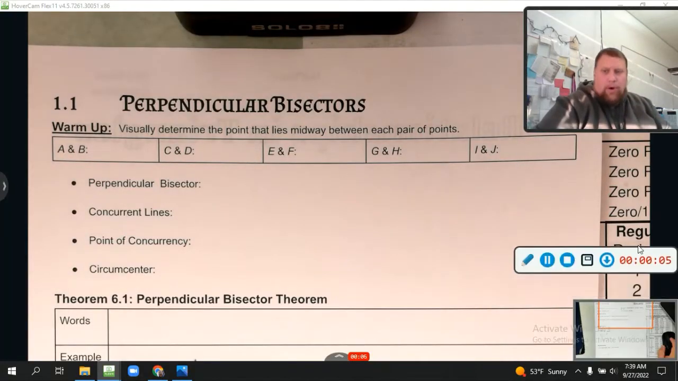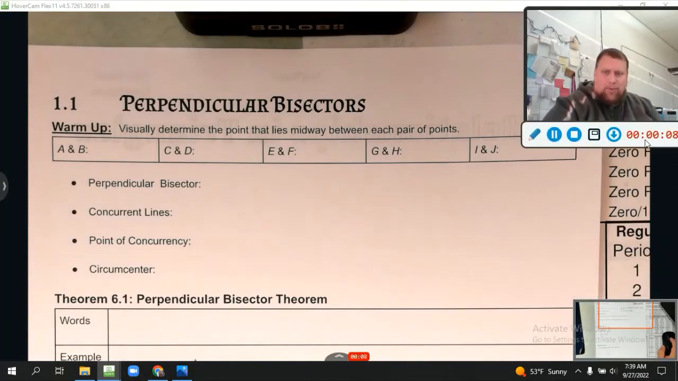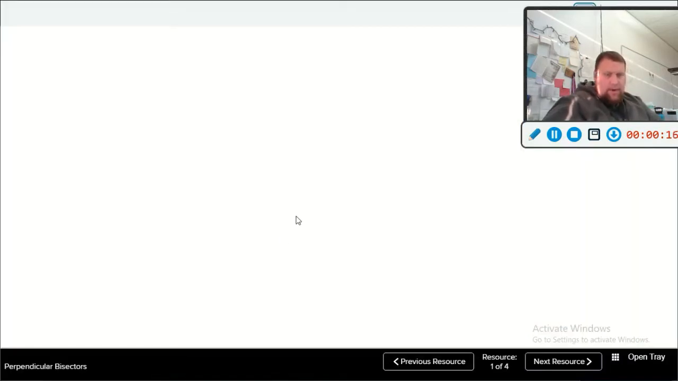This is 1.1, perpendicular bisectors. All right, I'm going to take you right to the lesson material. Let's go backwards now.